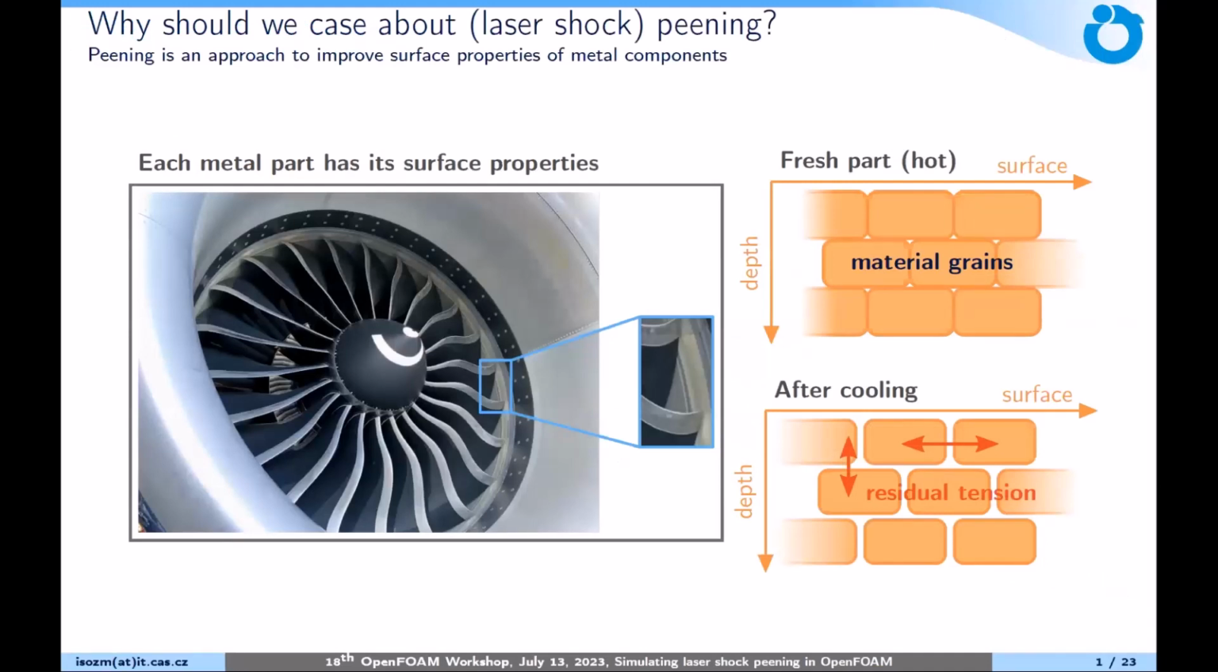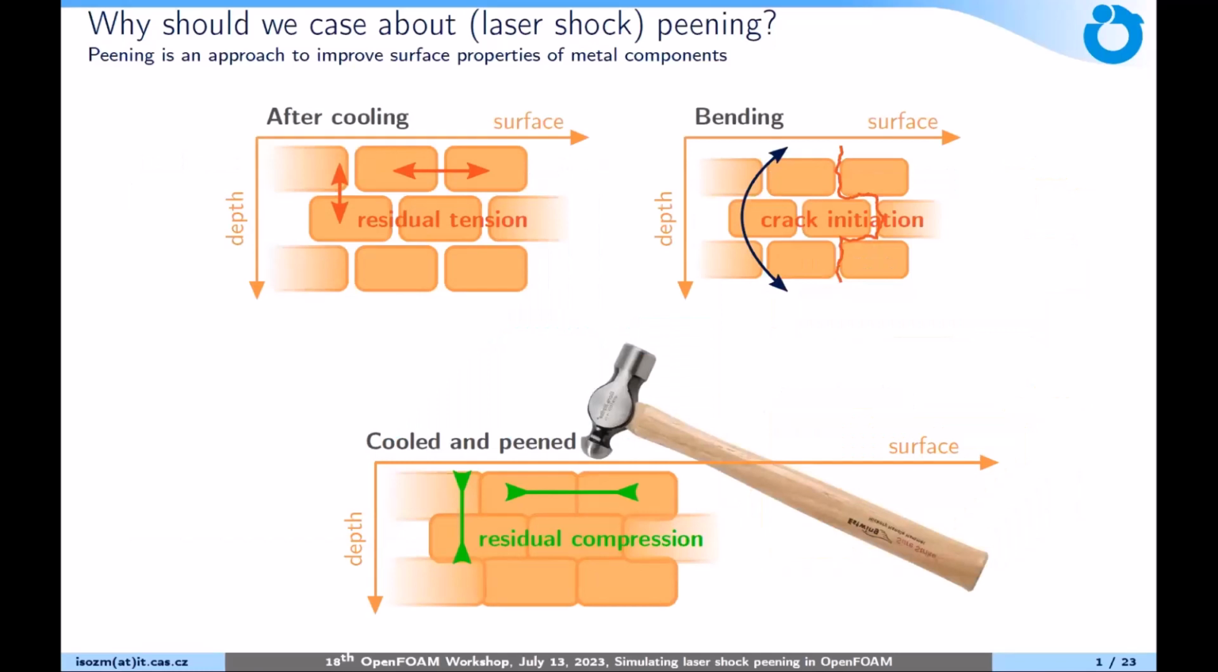Basically, in any metal component that you create, you usually create it in a hot state. The component comprises material grains, and then it cools down. The grains shrink, which generates residual tension. And once you start to use the component, so you start bending it and stuff like that, the tension promotes initiation and then propagation of cracks. And usually you don't want to have cracks in your component. So what you can do is take a hammer and smash the material grains back together. So you will flatten them, elongate them a little bit, and you generate residual compression. And this residual compression disallows, to some extent, crack initiation and then crack propagation.